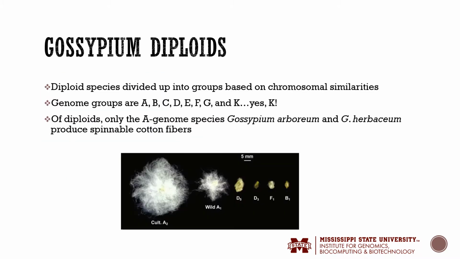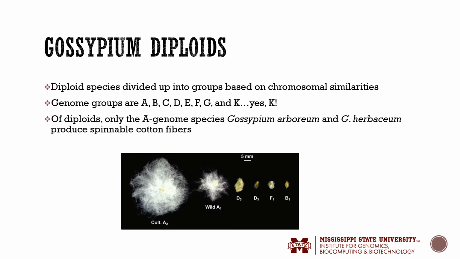Many years ago, the cotton diploid species were placed into genome groups based on their levels of chromosome similarity. These genome groups are designated by the letters A, B, C, D, E, F, G, and K. Yes, K. For reasons that are not entirely clear, the letters H, I, and J were skipped over in the creation of the cotton genome alphabet.